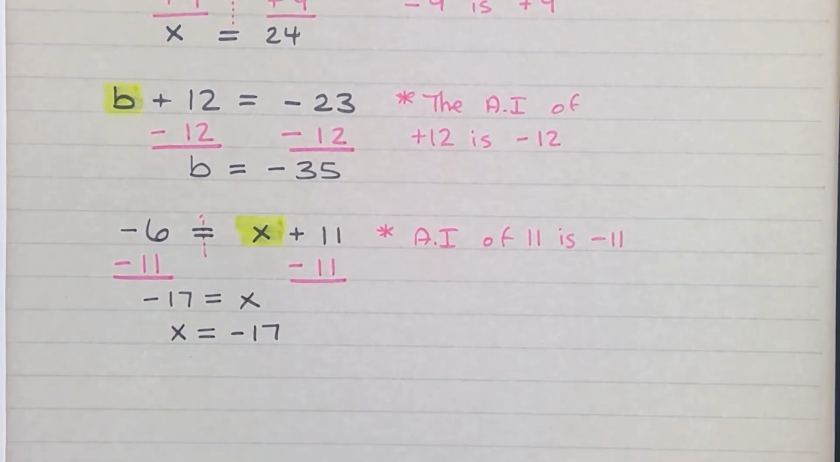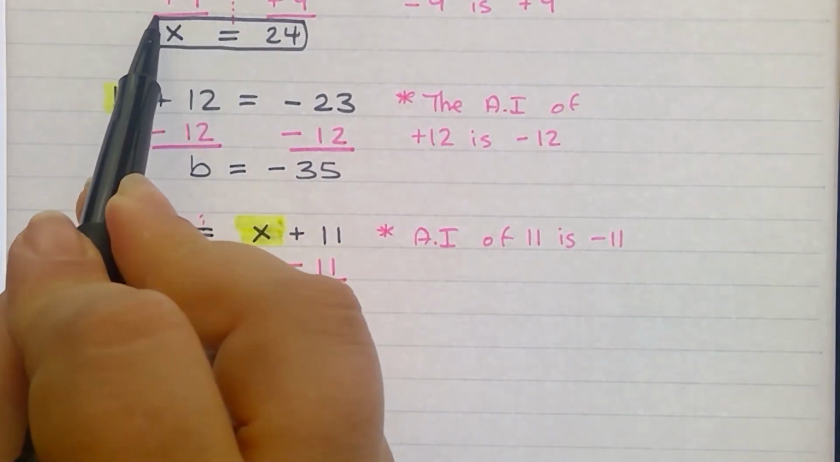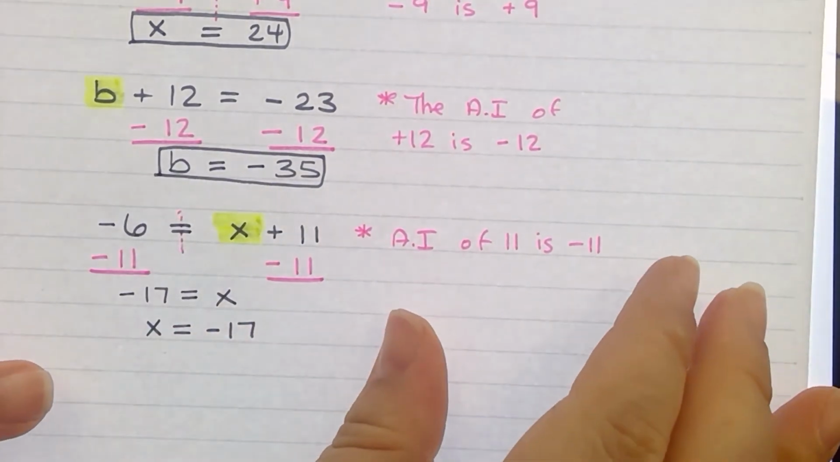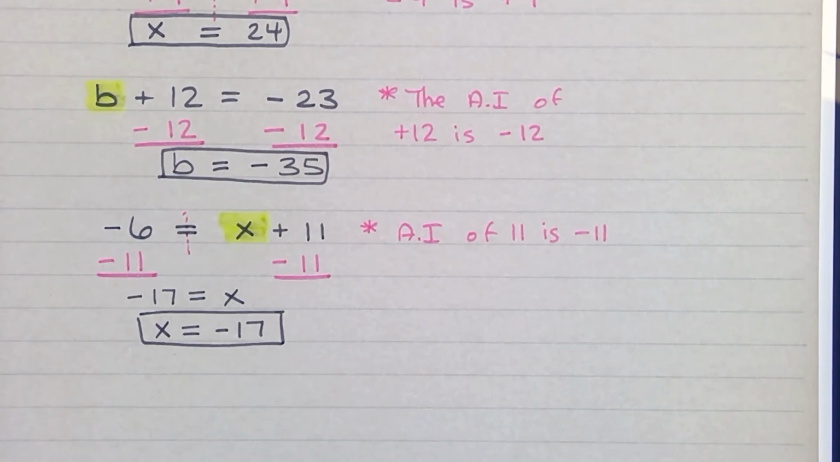I'm also a big fan of boxing your answers. So just put a box around it. Not because the answer is the most important part, it is not, but it shows that you're done. You have these nice little paragraphs of work, and then I know that I can look just above and see how you got to the answer you got. Remember, the important part of this is isolating the variable, using your additive inverse to do it, and showing your work.